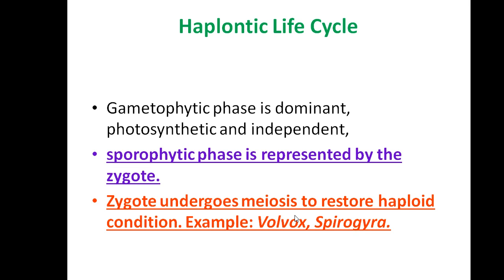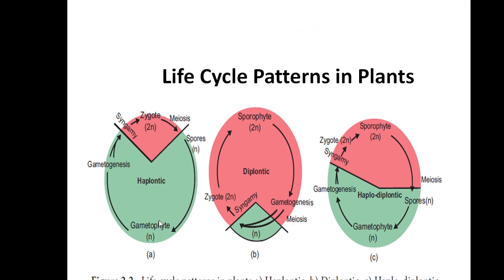The gametophytic phase is maintained by the production of male and female gametes, which have the haploid number of chromosomes. The zygote undergoes meiosis to restore the haploid condition. The zygote is formed when male and female gametes are united, and it undergoes meiosis again to restore the n condition. Examples are Volvox and Spirogyra, which come under algae, or Thallophyta, of the cryptogamy subkingdom of the plant kingdom.